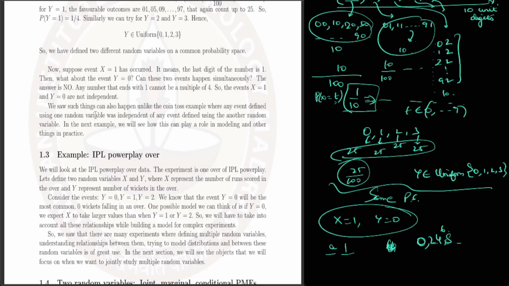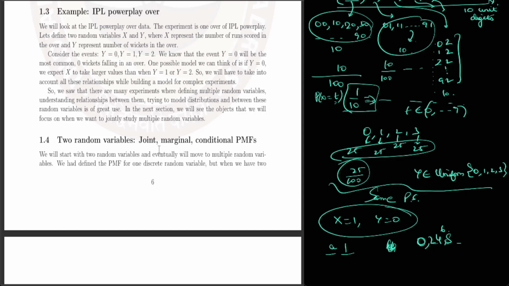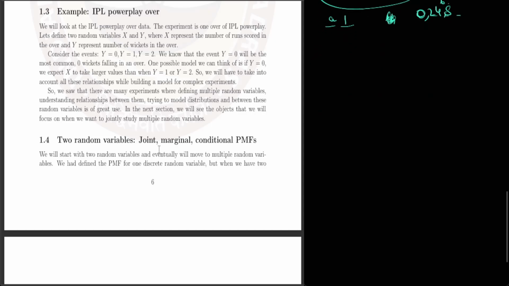We saw such things can also happen, unlike the earlier example where any event defined using one random variable was independent of any event defined using the other random variable. In the next example we will see how this plays a role in modeling and other things in practice. Now, IPL power play over. We will look at IPL power play over data. The experiment is one over of IPL, where let's define two random variables X and Y.